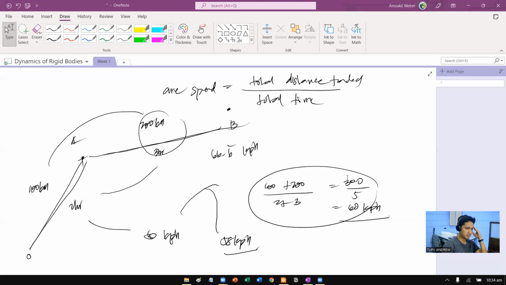There is another form of average velocity, which is v1 plus v2 divided by 2. But that applies to velocity, not to speed. It only works for velocity because it can be proven using a graph. You cannot average the speeds. You must total the distance, total the time, and then divide.